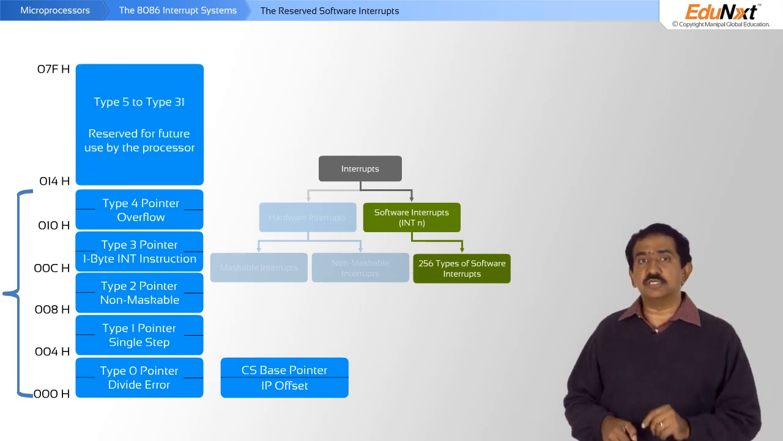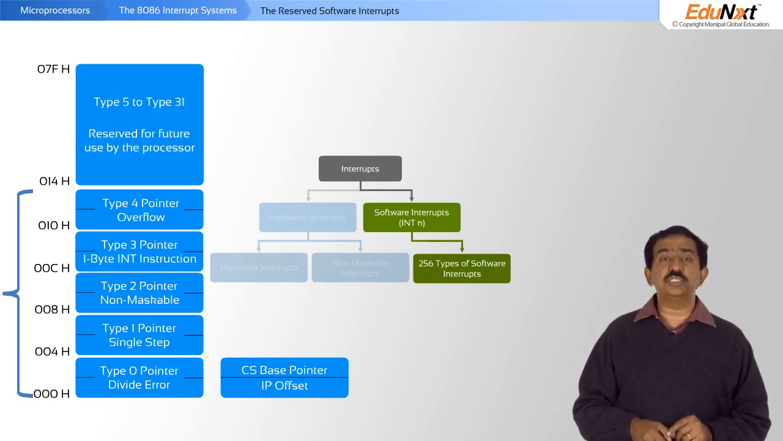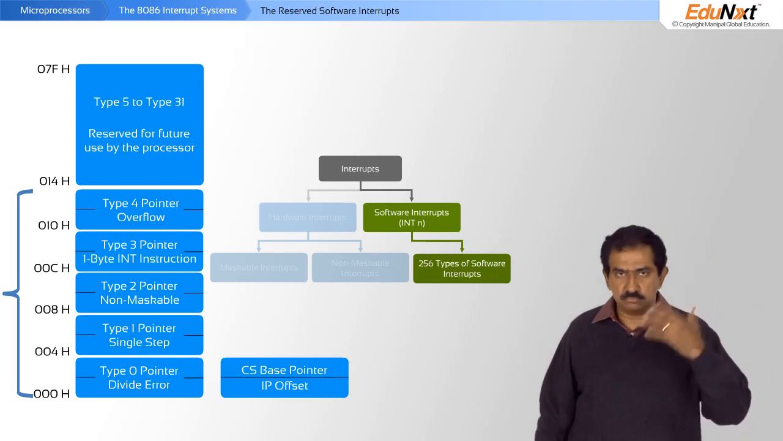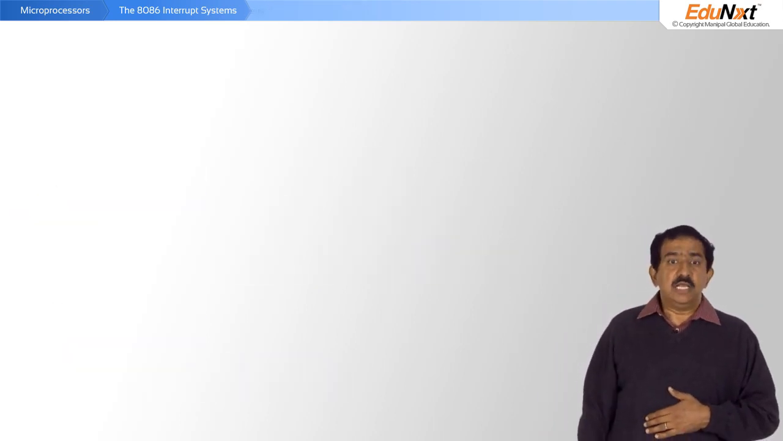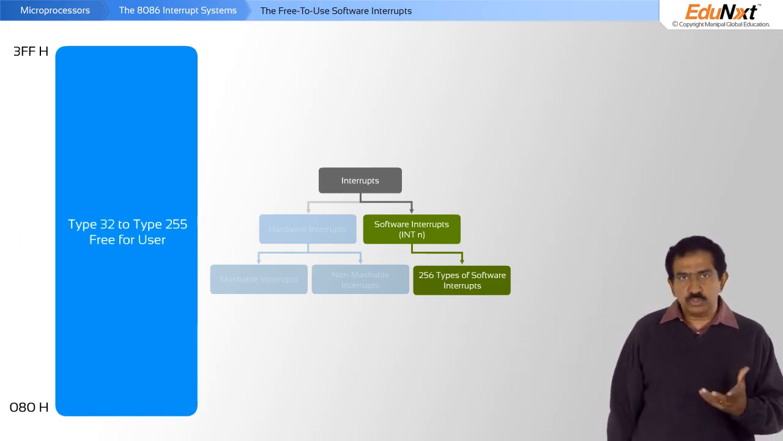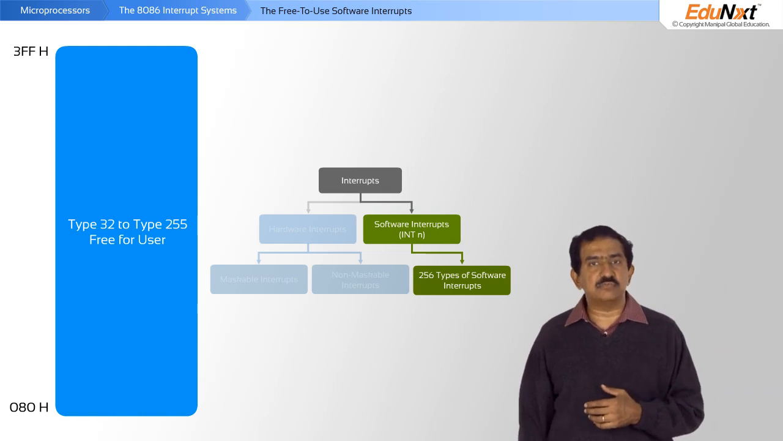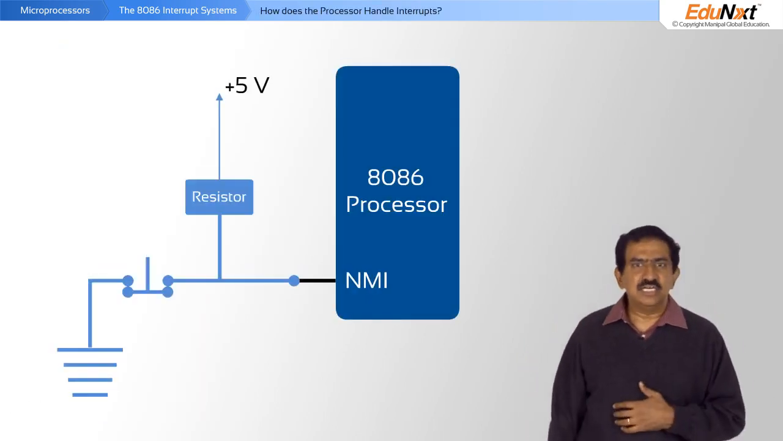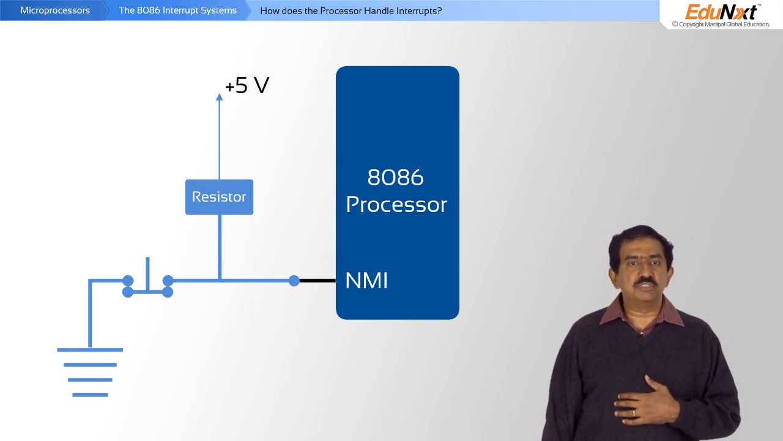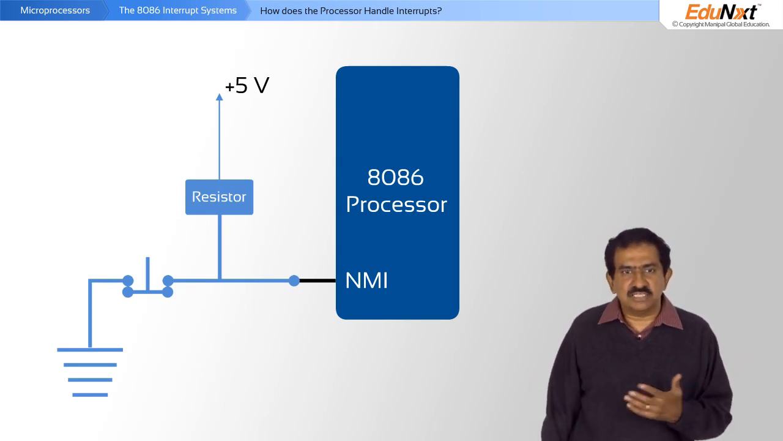Type 5 to type 31 is reserved for future use in subsequent families of processors, right? Type 32 to type 255 is free for the user. You can do what you will with these kinds of interrupts, right? So let's consider a non-maskable interrupt at this stage, typically maybe a reset switch or something like this.